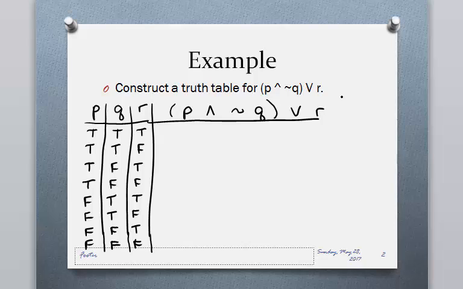Now to begin, we're going to copy the P column, the Q column, and the R column. So here's the P column. We're going to copy it underneath the P over here. So again, remember 4 T's and 4 F's.